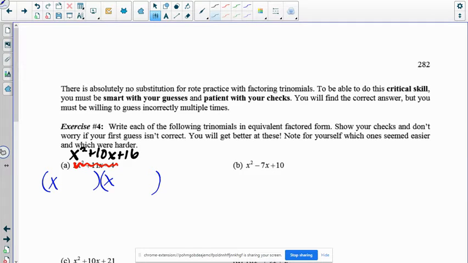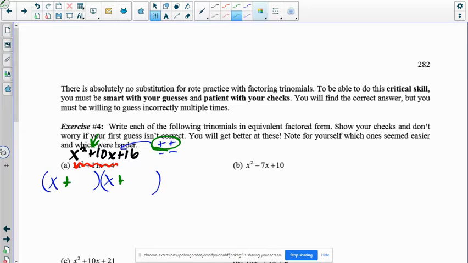Next thing is I'm going to look at my signs. My last sign is positive. So that means I either need positive positive to multiply together to be 16 or negative negative to multiply together to be a positive 16. I don't know if it's going to be positive positive or negative negative, so I'm going to check inside the middle and see what sign that is. It's a plus, so that means I want positive positive to add up to 10.